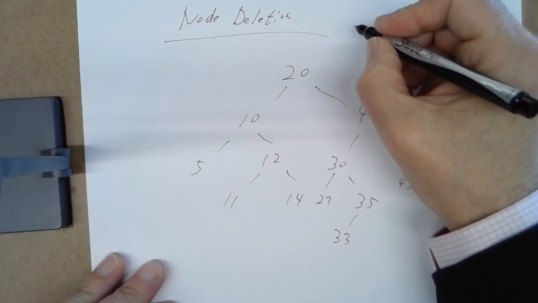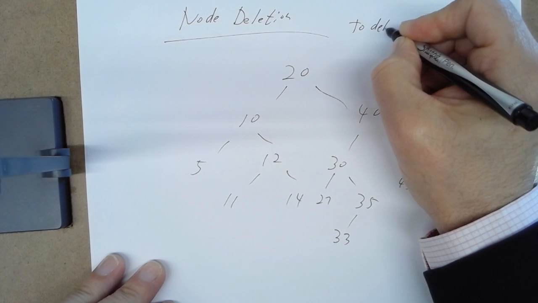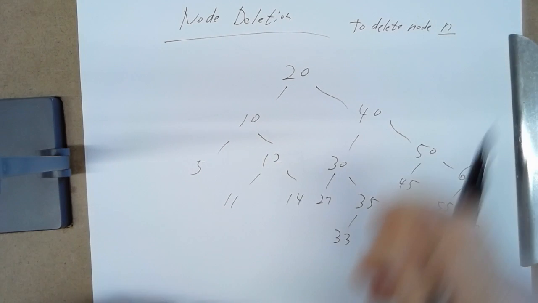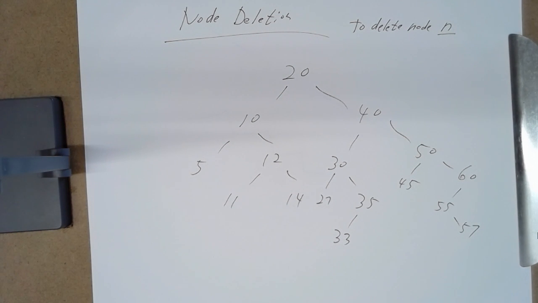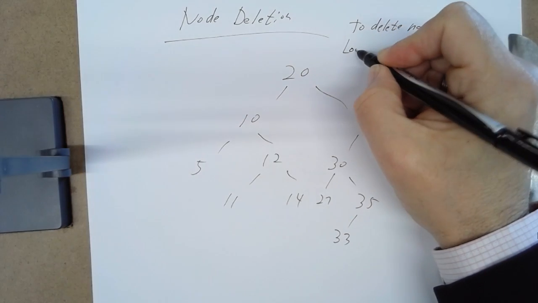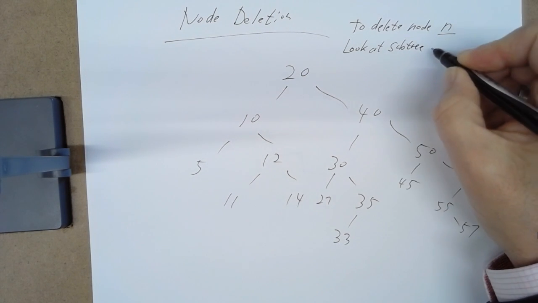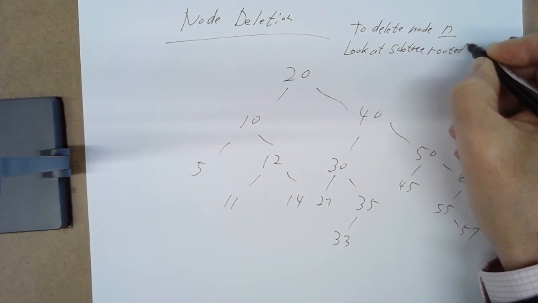So to delete node n, where n is the data value, we basically remove it. First of all, we only look at the tree rooted at that node. Nothing else is going to change. So look at the subtree rooted at n.